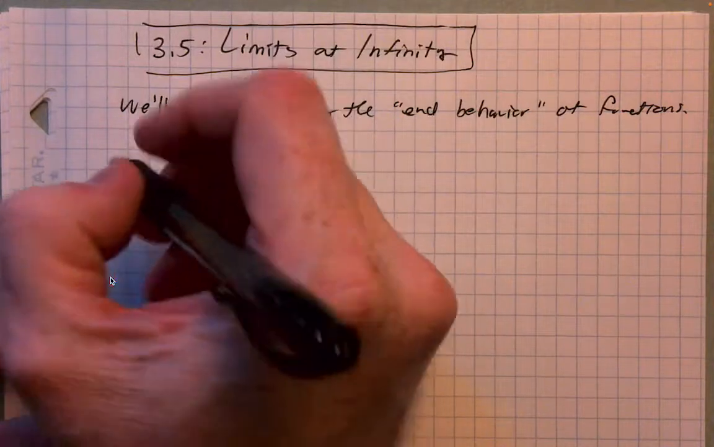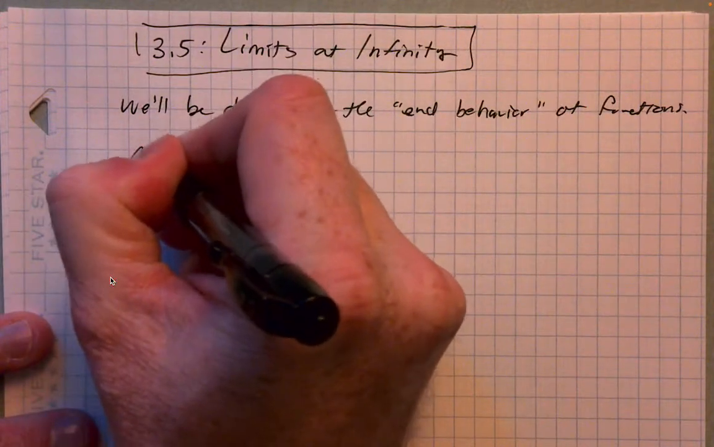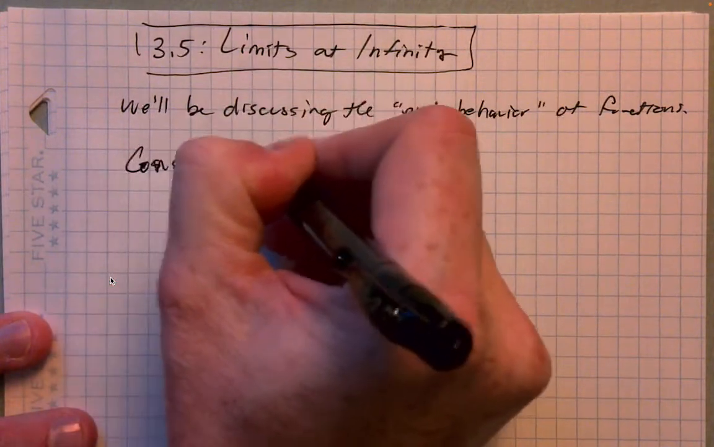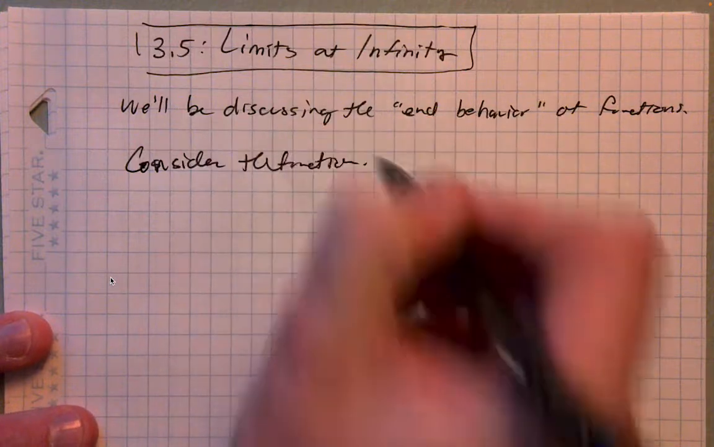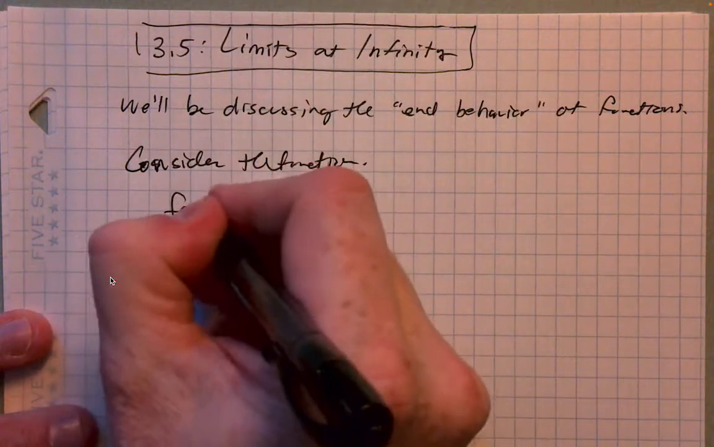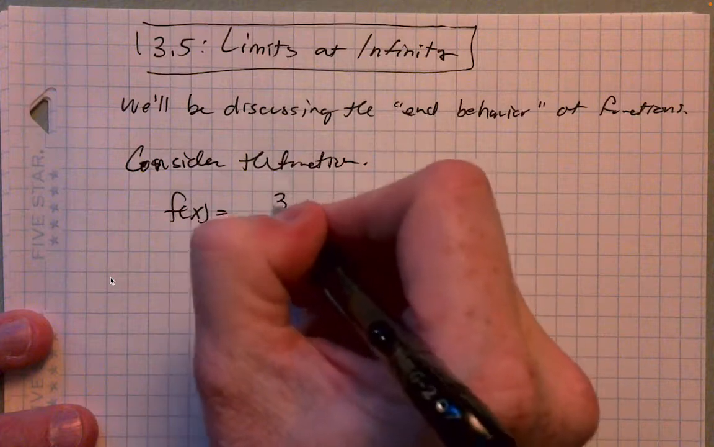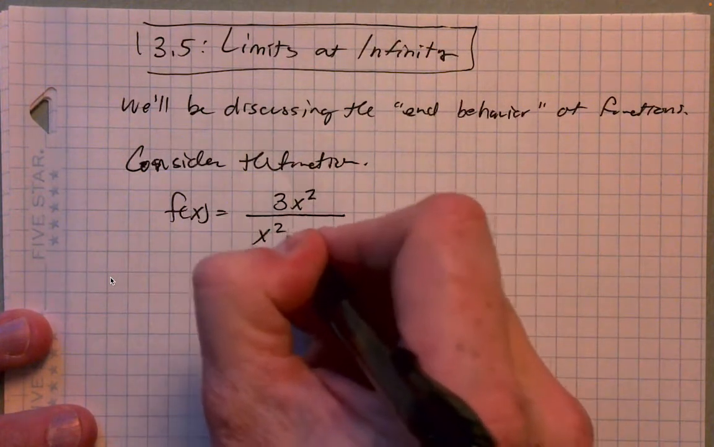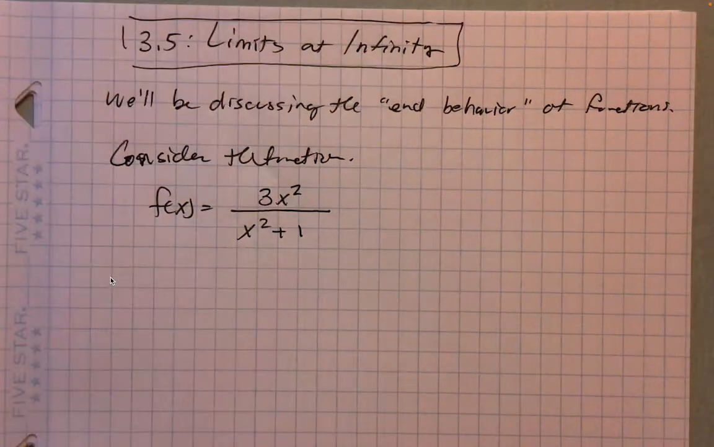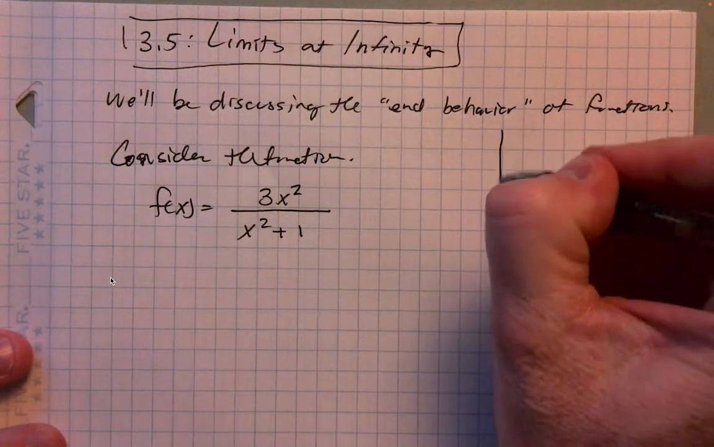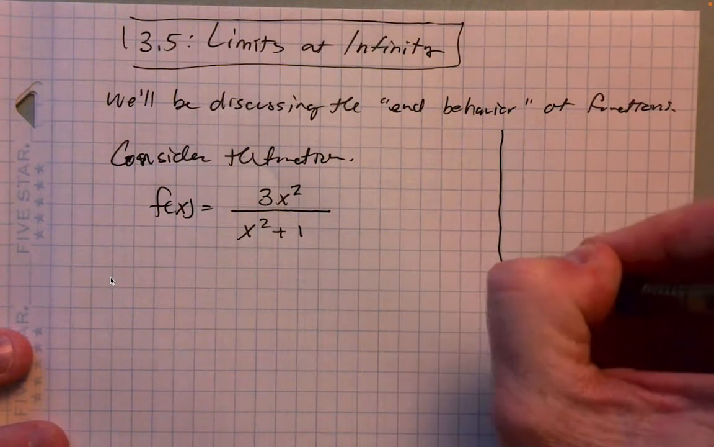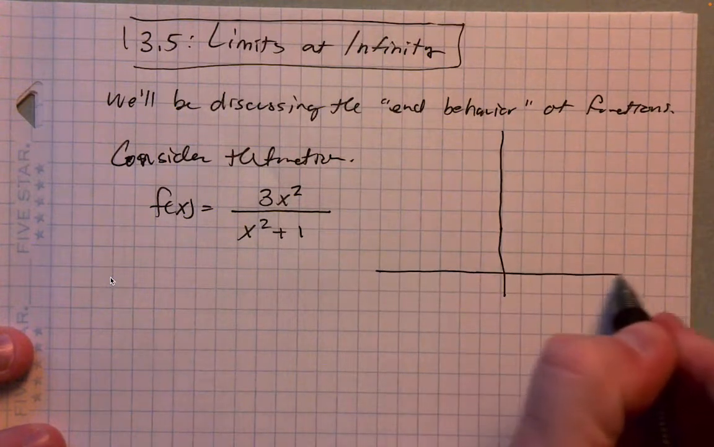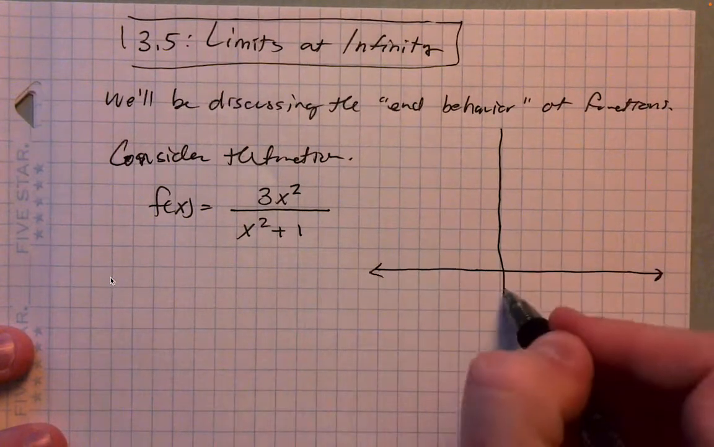So we'll start with an example. Consider the function f of x equals 3x squared divided by x squared plus 1. It's a rational function, you've got two polynomials. What happens with this function? By way of motivating the discussion, I'm just going to plot this, and we'll see what this one looks like.